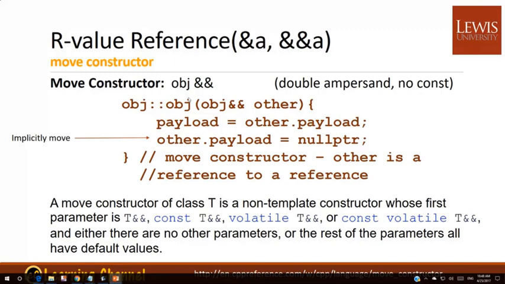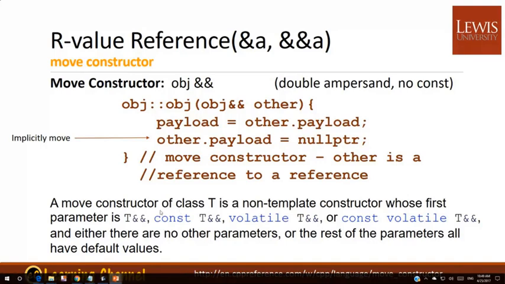This is called the move constructor. So actually, this payload will belong to the object. So actually, its data field got updated by the data field of another object, and that object got nullified, and the original object's payload gets a value.